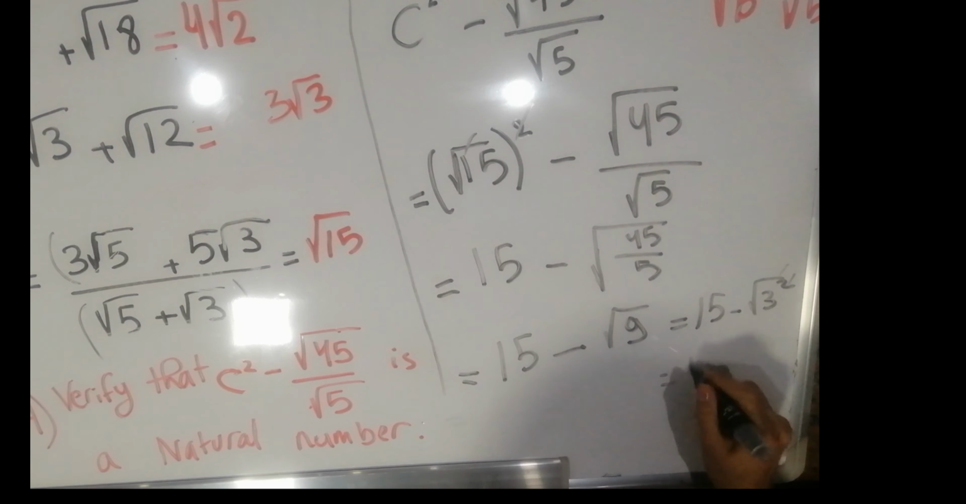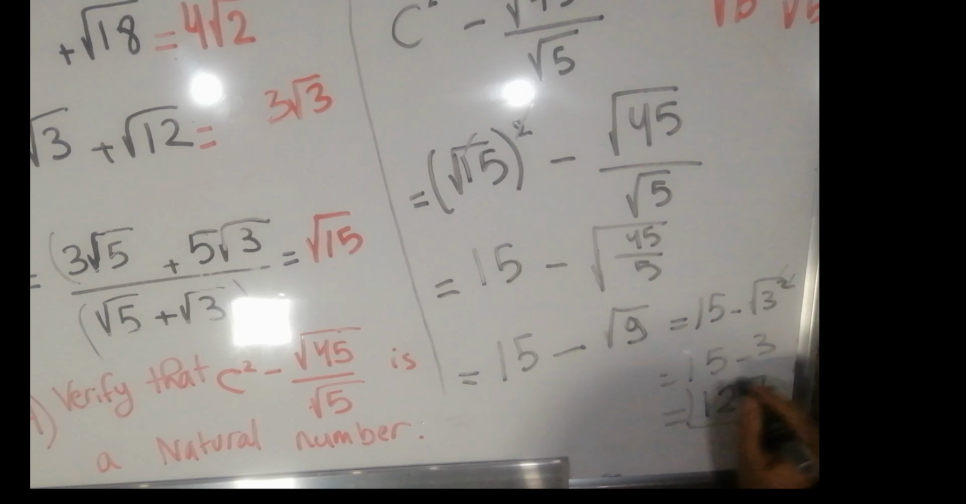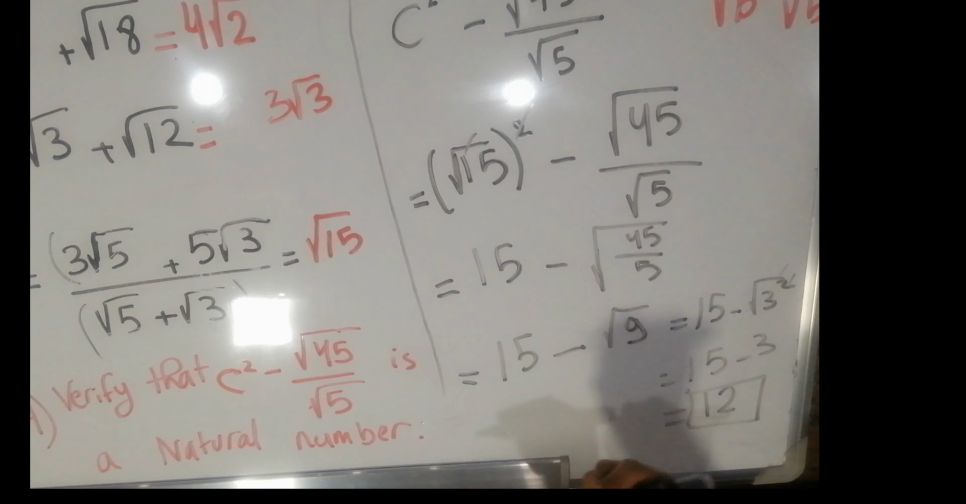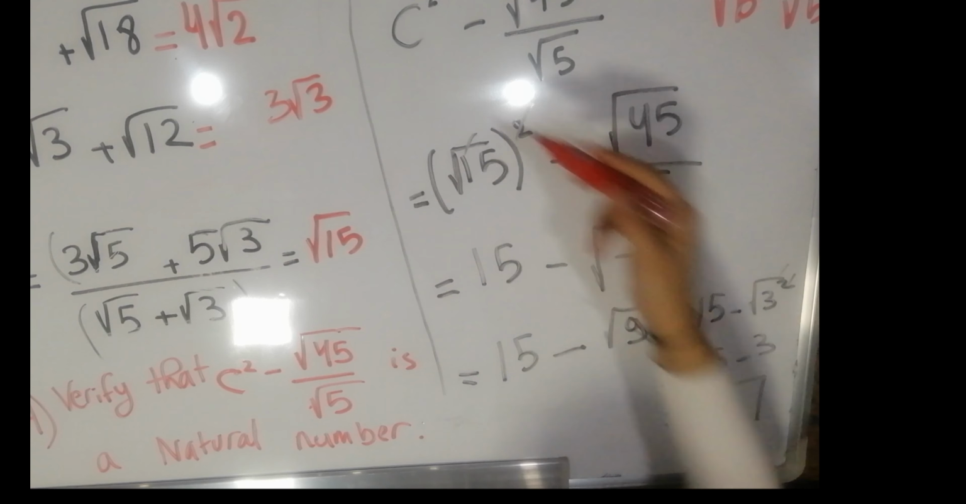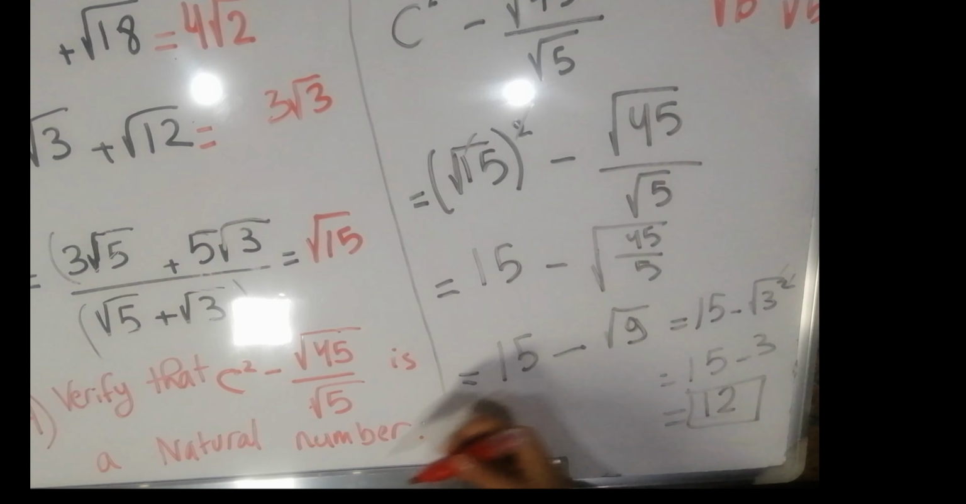The square will be gone with the radical. 15 minus 3 equals 12. Yes, it is a natural number. So finally, we say that c squared minus radical 45 over radical 5 is a natural number.